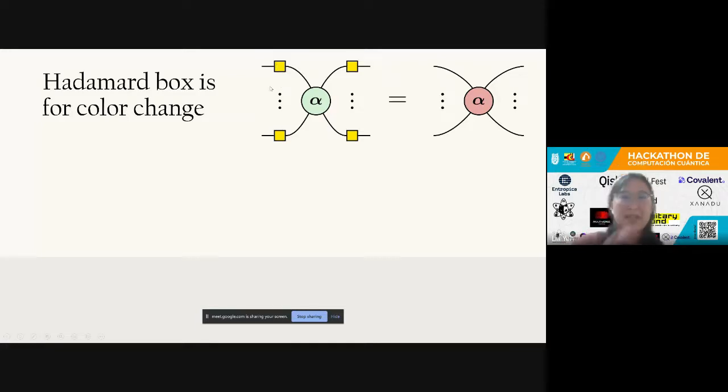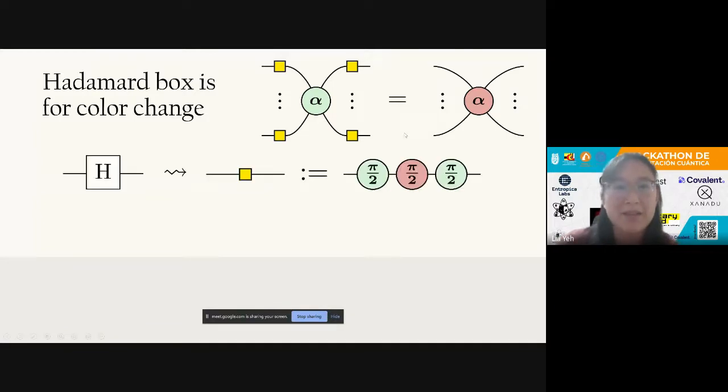The rule is that if you put H gates all around any Z rotation gate, like this, you get an X rotation gate. This is if you have one input and one output. But this actually is more general. This holds for any number of inputs to the Z phase spider and any number of outputs, including zero. So if you put an H box on all the inputs and all the outputs, then you get this.